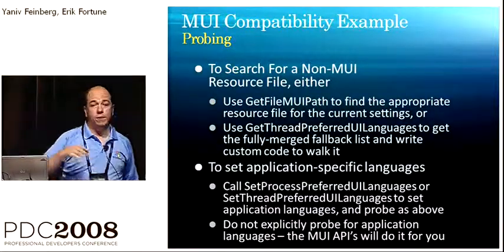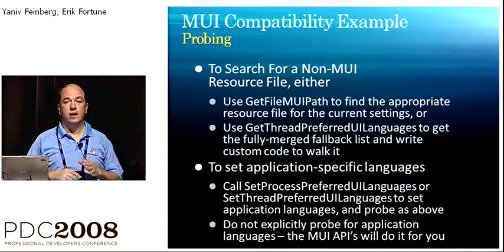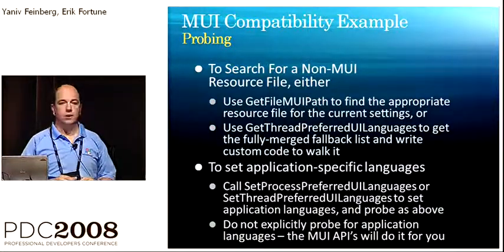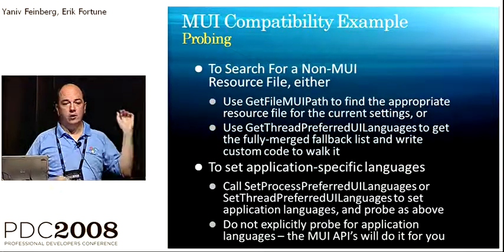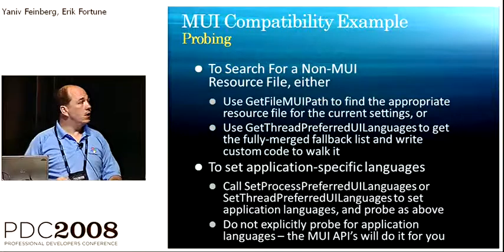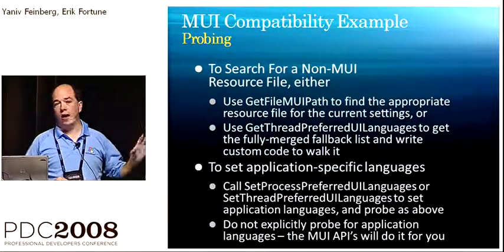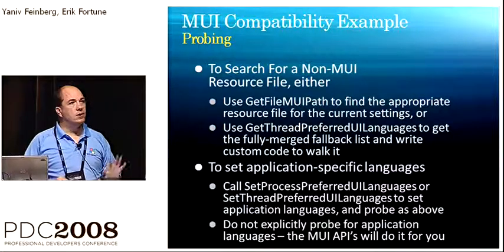So you can get that thread, that fully merged list that I mentioned earlier. You can use GetThreadPreferredUILanguages to get that. There's a combination of flags you need to pass in to get the full list, and then you can just walk each element in that list and use whatever probing logic you need. And the MFC sample code that we'll be putting up does precisely that. And in fact, it translates.